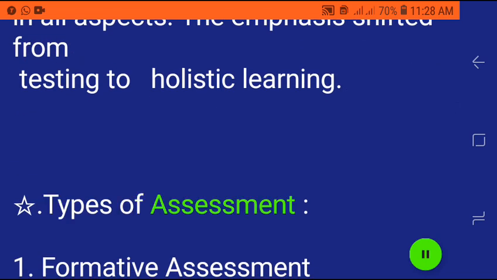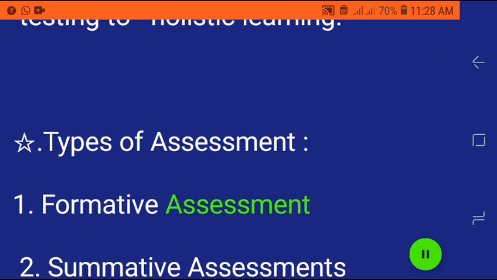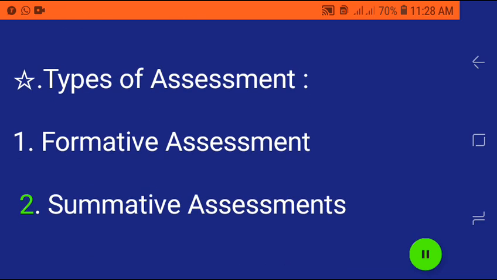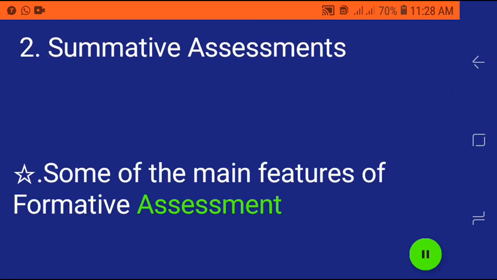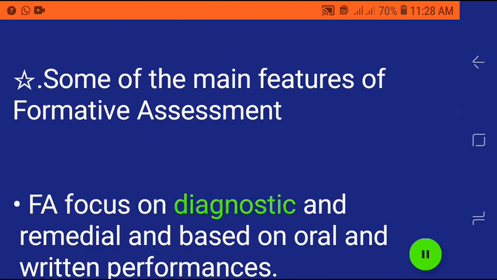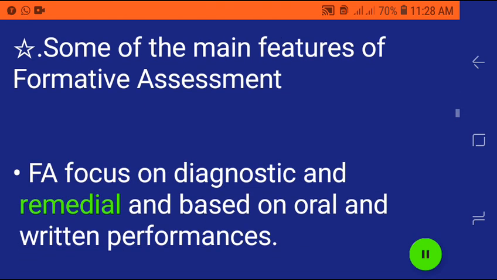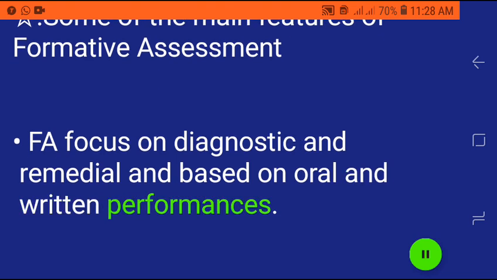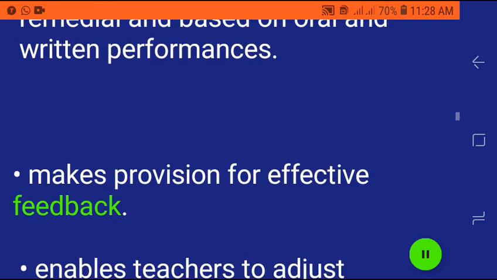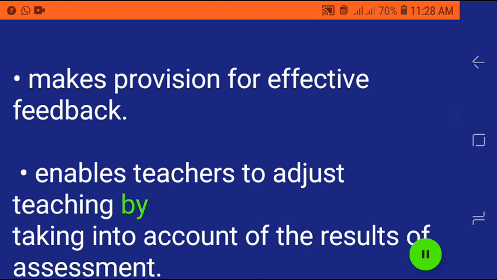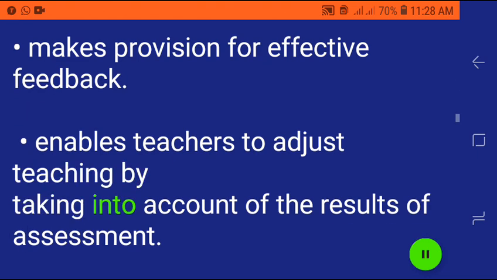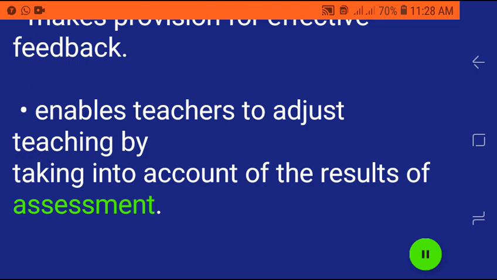Types of assessment. 1. Formative assessment. 2. Summative assessment. Some of the main features of formative assessment. FA focuses on diagnostic and remedial work and is based on oral and written performances. Makes provision for effective feedback. Enables teachers to adjust teaching by taking into account the results of assessment.